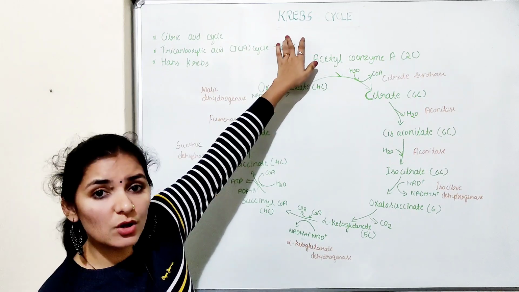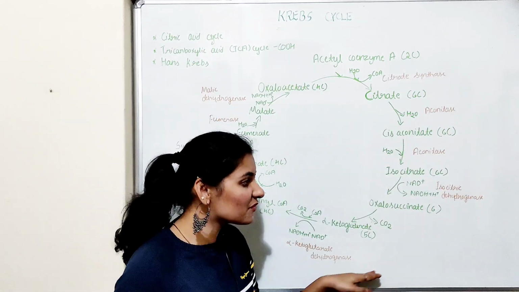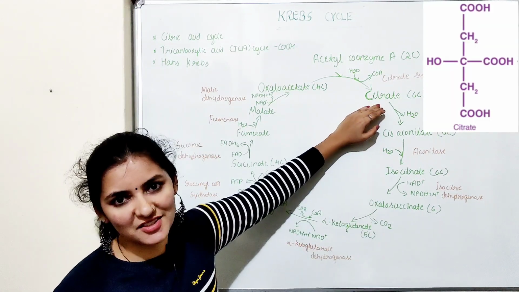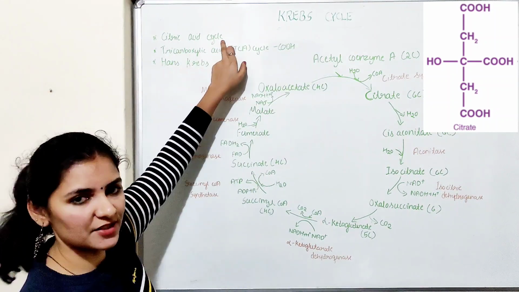This Krebs cycle is also called the citric acid cycle because in this series of reactions, the first formed compound is citrate, or citric acid. That's why the Krebs cycle is also called the citric acid cycle.